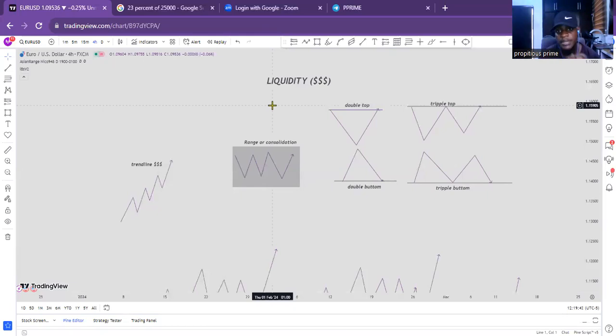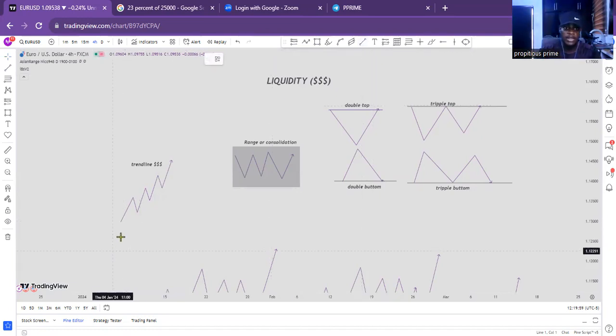So, there are basically and essentially four different kinds of liquidity that are much more popular to people. The one we see most of the time, which we call consolidation, the actual liquidity, build up liquidity. They call them range liquidity or consolidation. We have a trend line liquidity.